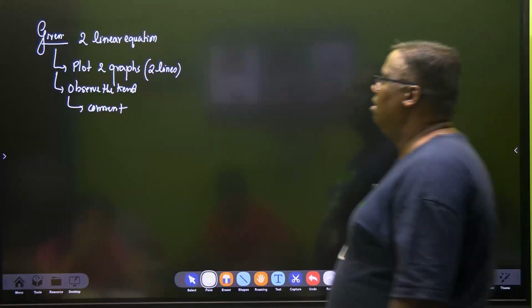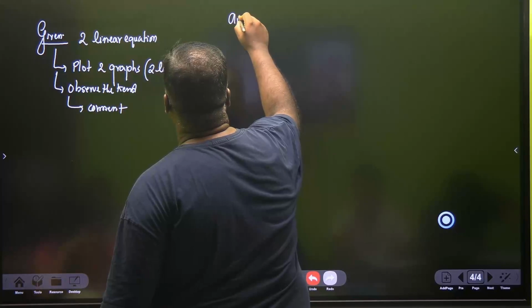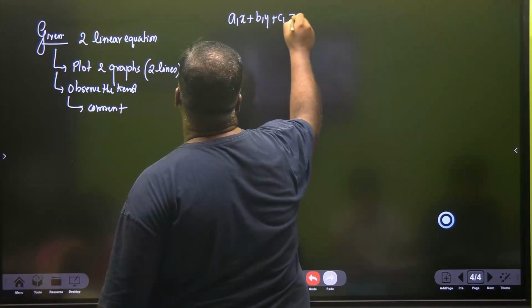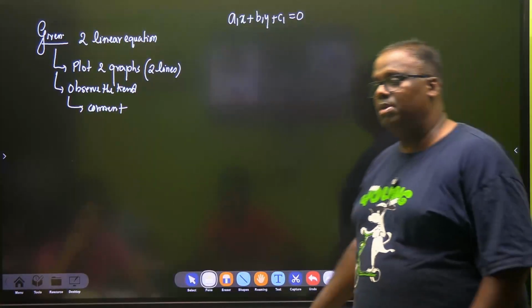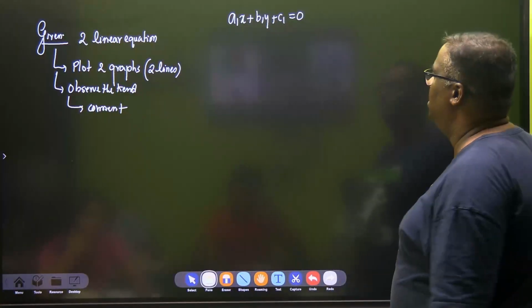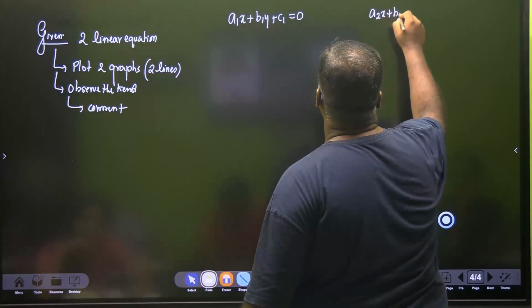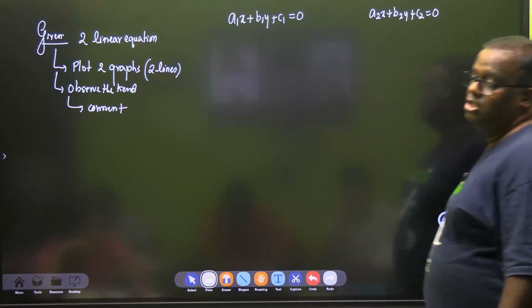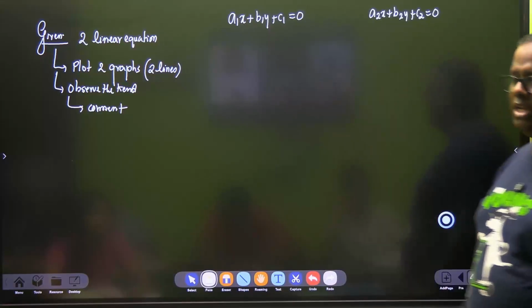Now, let's say the equation, as I told you, the standard form of equation is a1x plus b1y plus c1 equal to 0. Somebody may give you the equation in this form. Somebody may not give you the equation in this form. The other equation will be in the form a2x plus b2y plus c2 is equal to 0. This is where slope-intercept form will come very handy for you, right? You are supposed to make its graph.